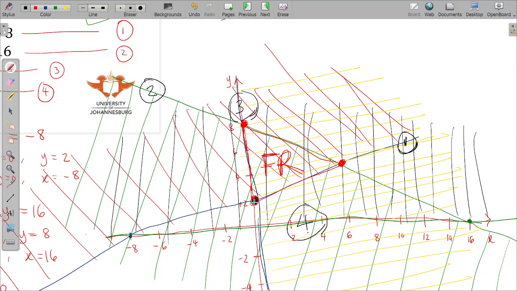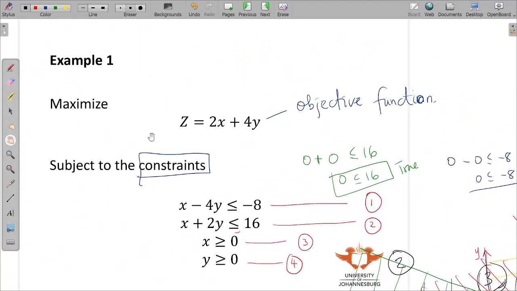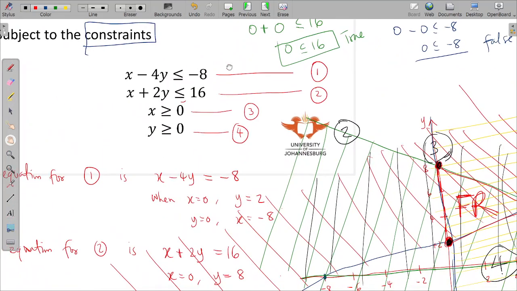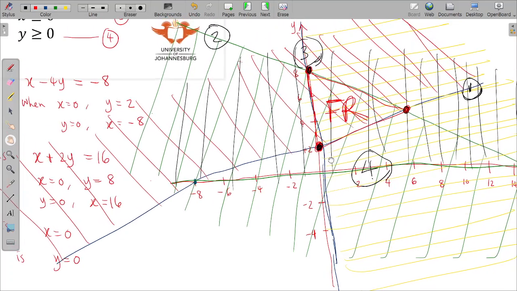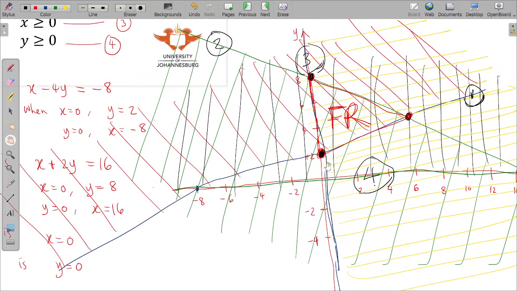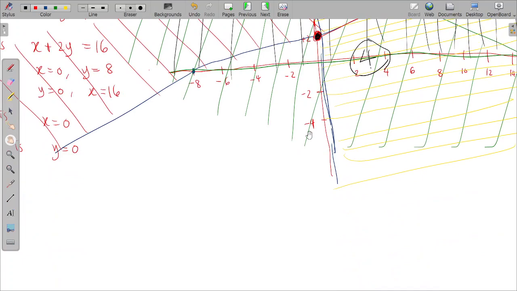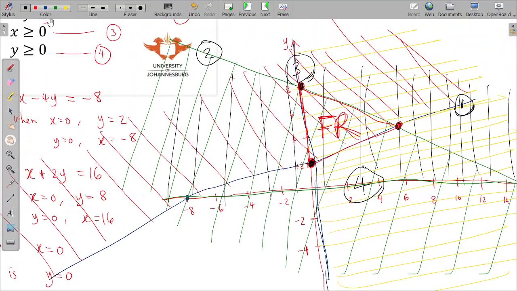So now we need to find each of these corner points, because, don't forget, we want to determine the maximum. So we need the corner points first. What is this corner point? When x is 0, y is 2. Let me label the corner points. This is corner point A, this is another corner point B, and this is another corner point C.